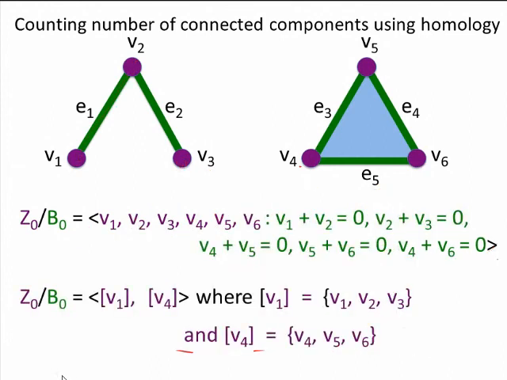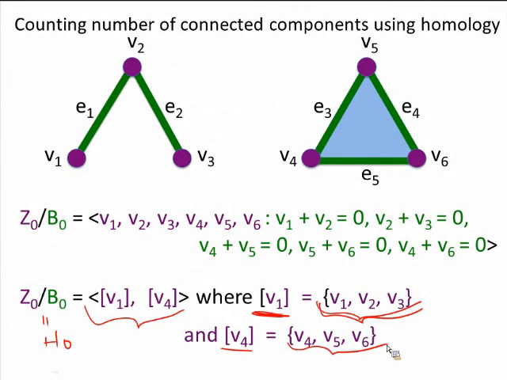And so our H0 is generated by these two components, where I could have kept track that my V1 represented this component, and my V4 represented this component. For those of you who know about equivalence classes, we have just partitioned our set of vertices into two equivalence classes, our two components. And we know what's equivalent to V1. I could have used a different representative. There are lots of different representatives I could have used.